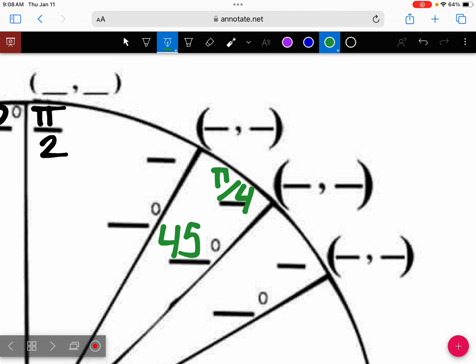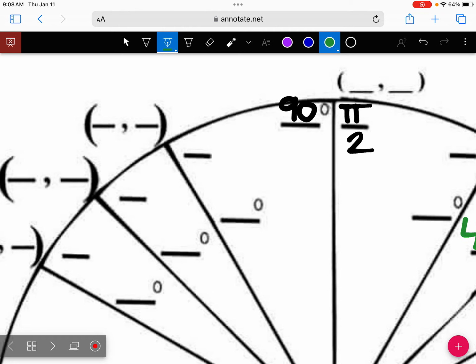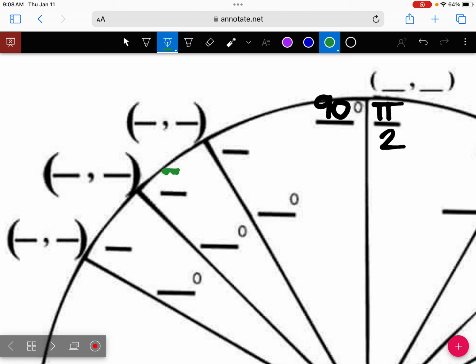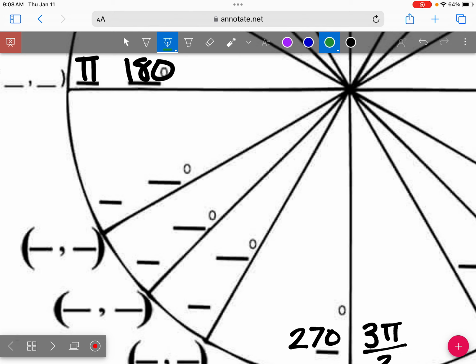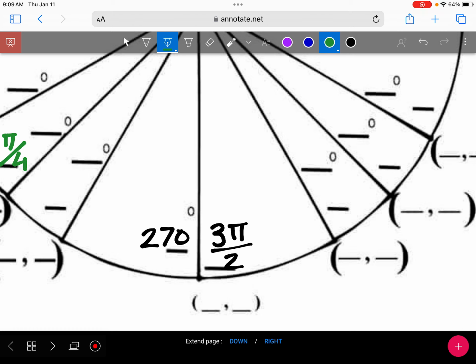So what we're really doing is we're counting by pi over 4. So 0, pi over 4, 2 pi over 4, 3 pi over 4. So I'm counting by pi over 4 to fill in these quarters. 4 pi over 4 simplifies to 1 pi. 5 pi over 4, and I'm just going to work around the circle. Down here, this one would be 6 pi over 4, just simplified. 7 pi over 4.